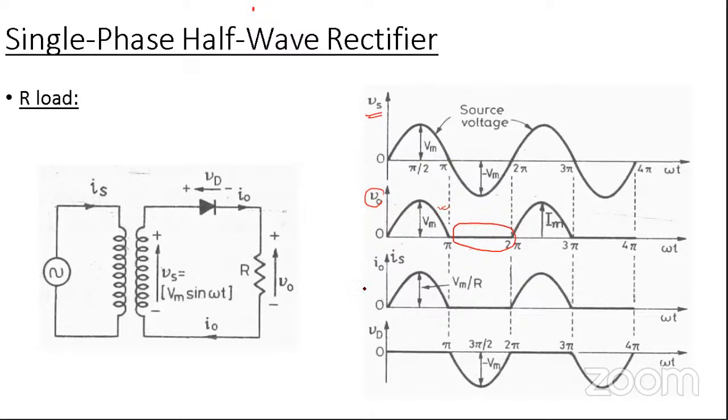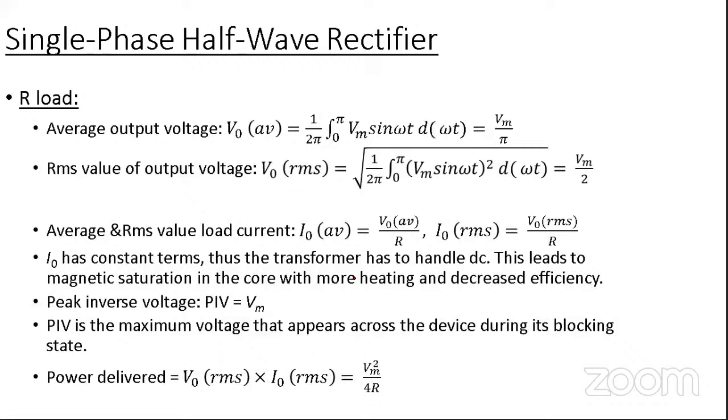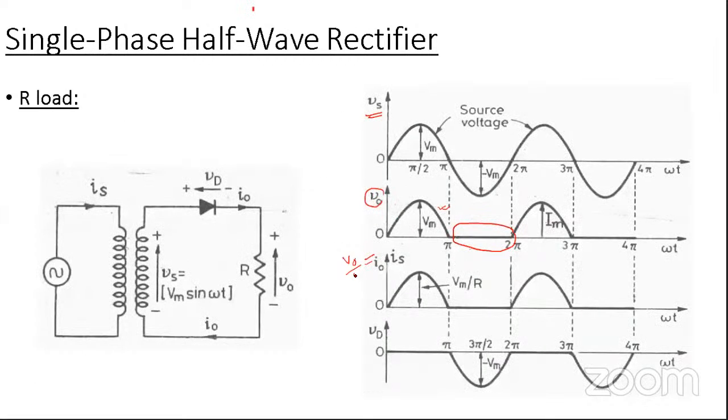And I0, as we already saw in the previous slide, is equal to V0 by R. So in these conditions, the current exactly follows the voltage waveform, except that the magnitude is different. Okay, so this is basically the output current. And similarly, you can say that it is also the current supplied from the secondary side of the transformer.